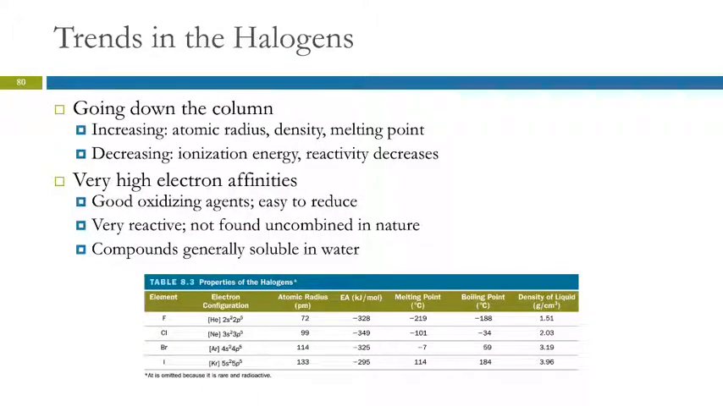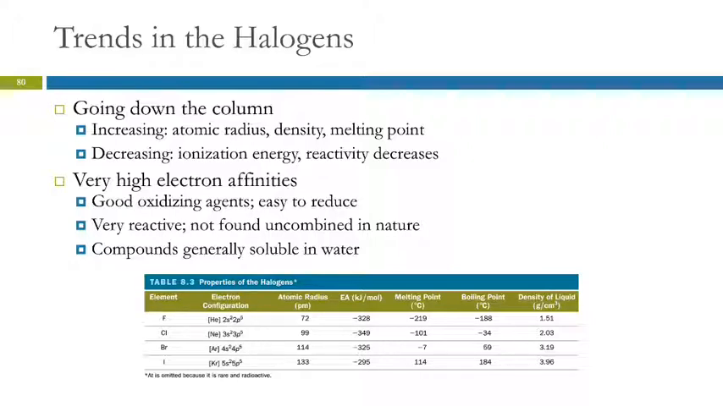Trends in the halogens. Going down a column, we've got increasing atomic radius, density, increasing melting point. We've got decreasing ionization energy and decreasing reactivity. So the alkali metals got more reactive as you went to the bottom. The halogens become less reactive.